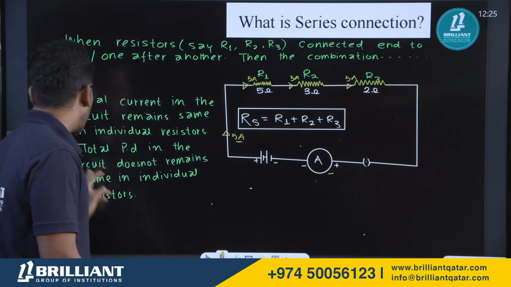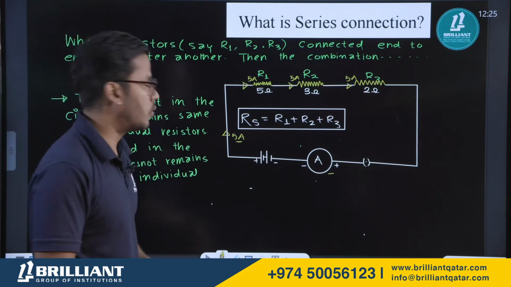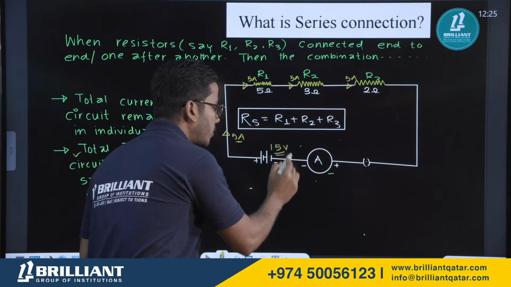Next one: the total potential difference in the circuit does not remain the same in individual resistors. What I mean is, suppose I take the total potential difference to be 15 volt.